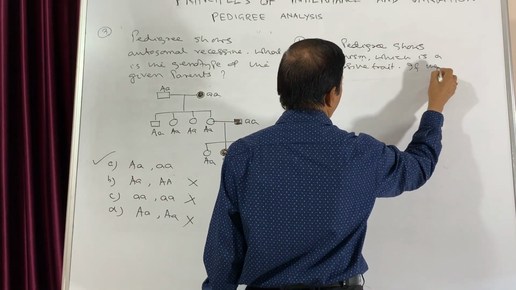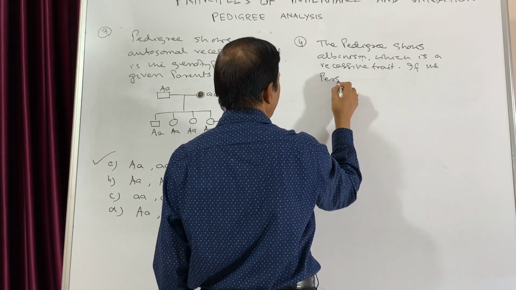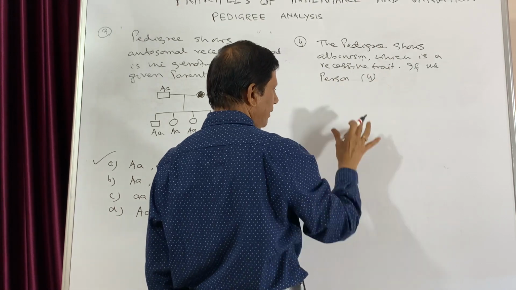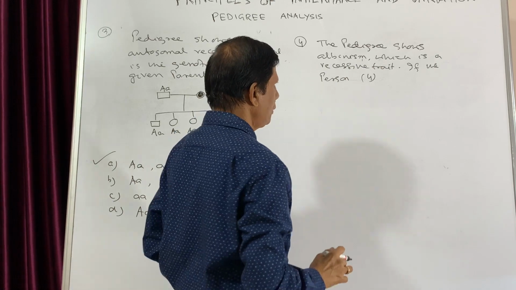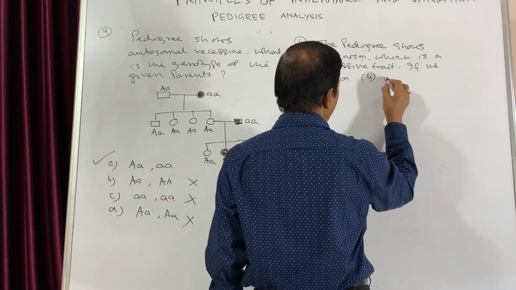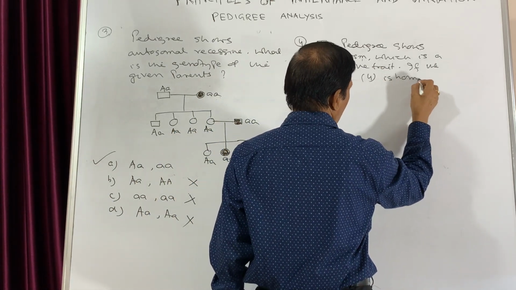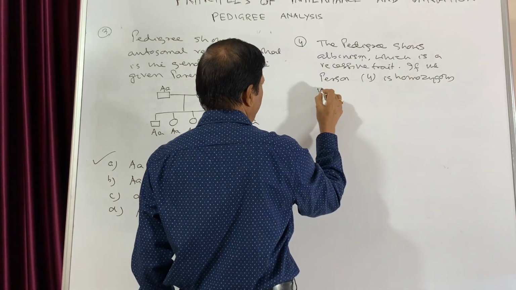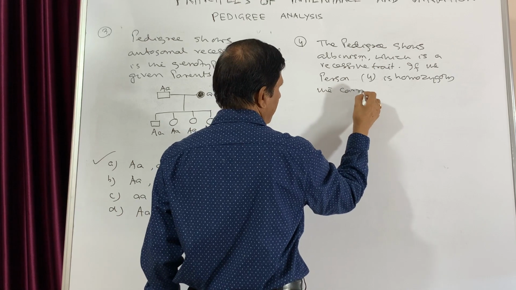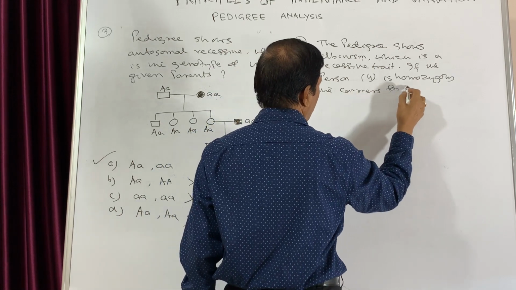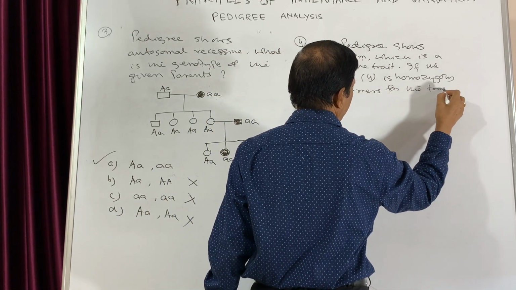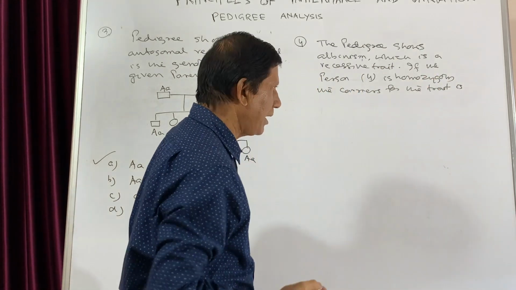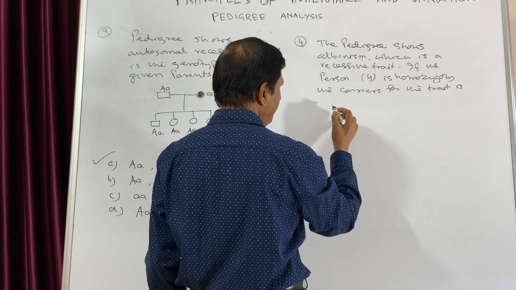If the person 4, which I will draw in the pedigree and show which is 4, is homozygous, the carriers for the trait are. So now let us draw the pedigree.